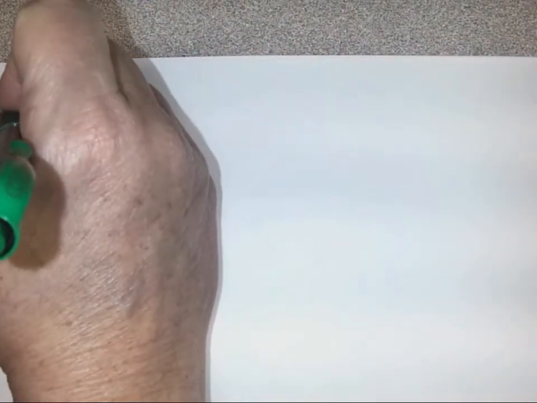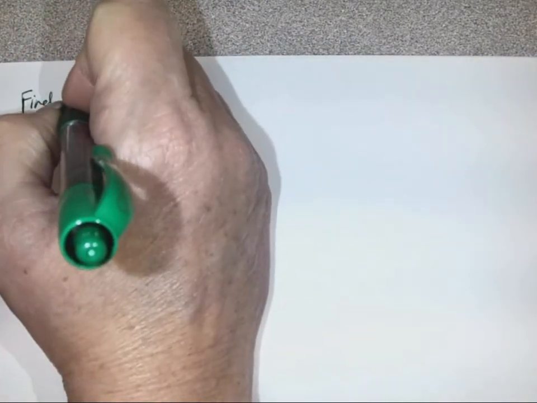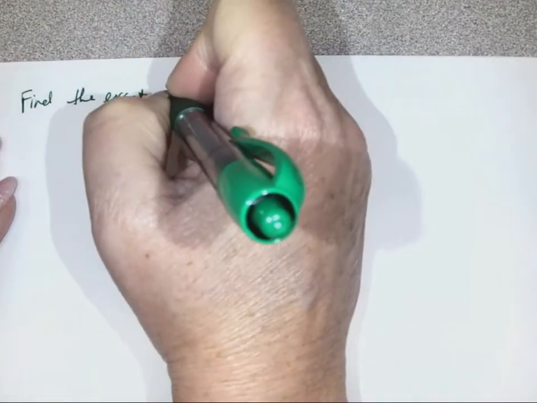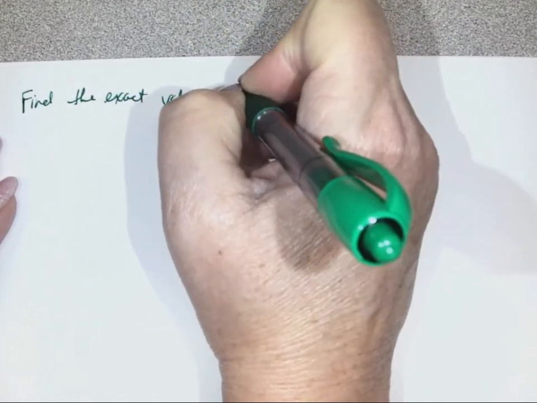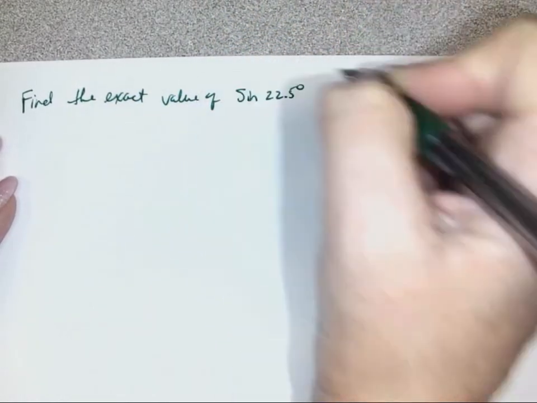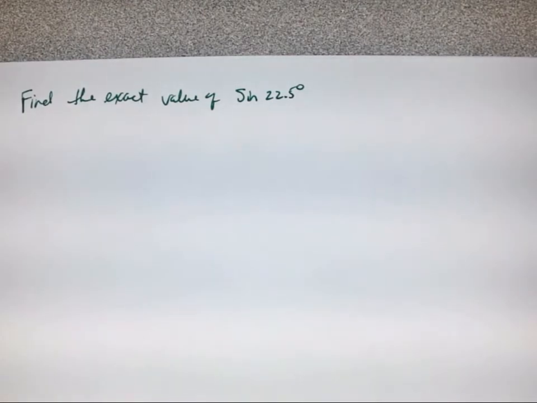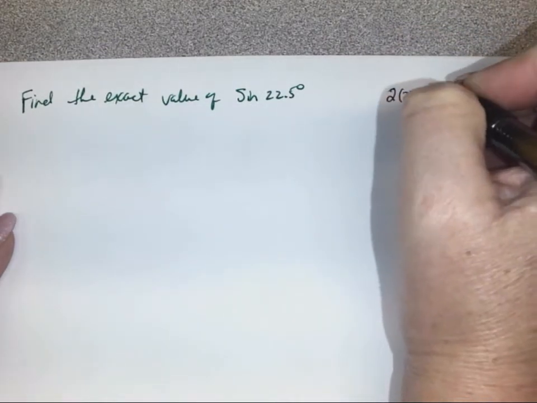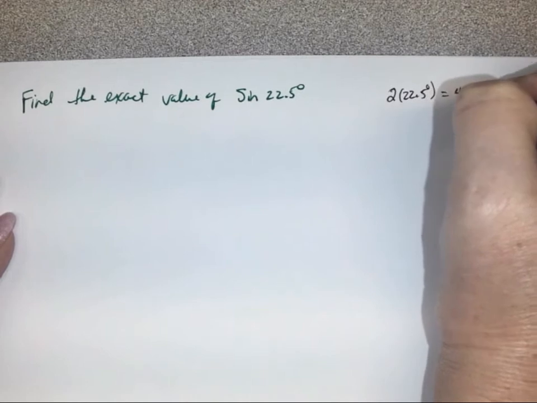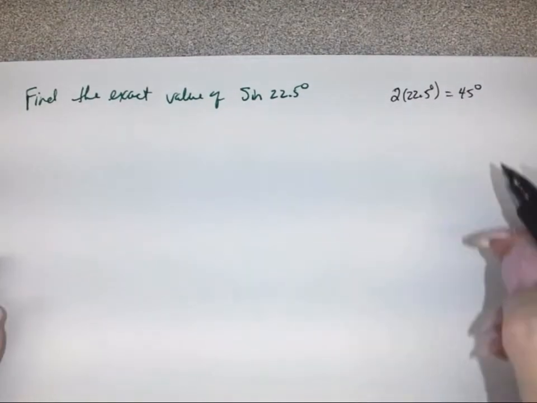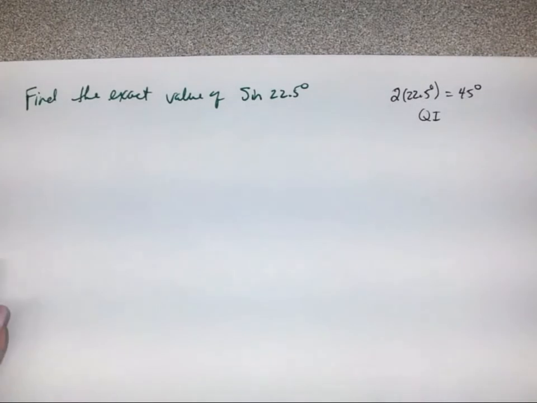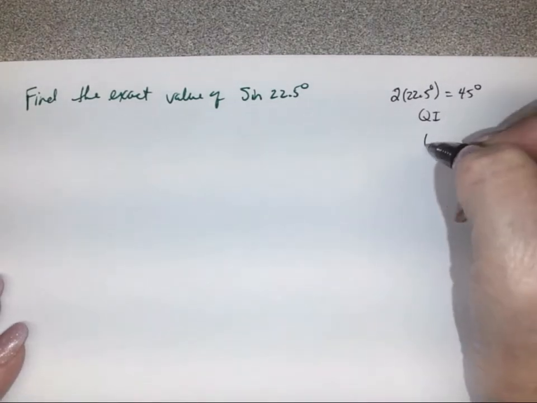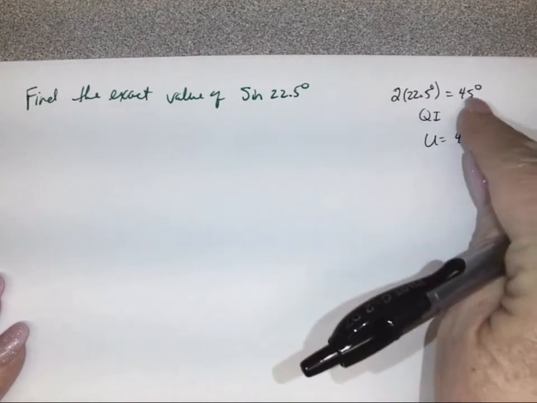So we want to find the exact value of sine 22.5 degrees. So this is not a whole angle, this is a half angle because it's got a half. So the first thing we're going to do is multiply 2 times 22.5, and that'll get us 45 degrees. So 45 degrees, that's going to be in quadrant 1, so we know that it's going to be positive, and we're going to state that that u would be equal to that, because that's our angle.